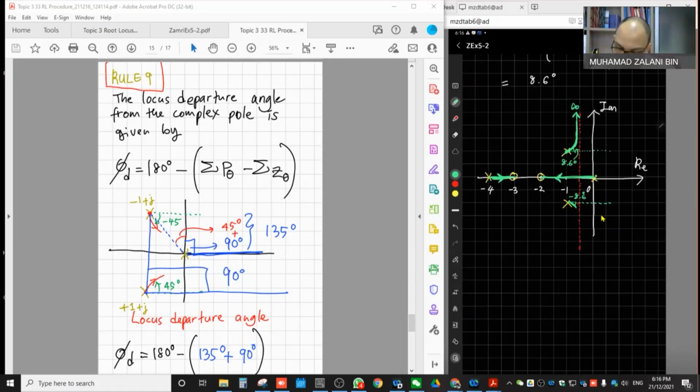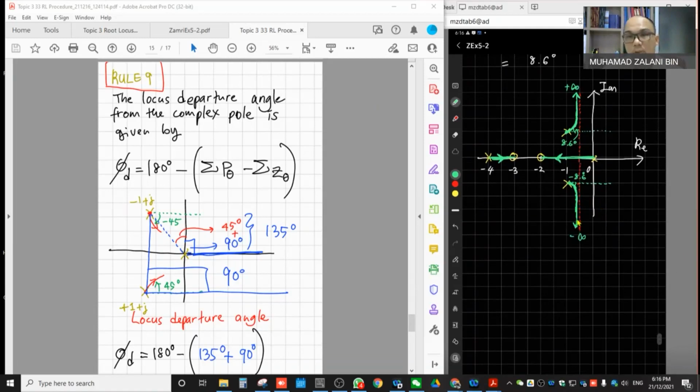Macam tu. Okay. For the bottom one also, we should start from there at angle of departure of 8.6 moving to negative infinity. So that is the root locus of this particular system. So for the last one, we have remaining two poles that will end up to infinity. But although we already know that these two poles will end at infinity for the locus, but basically we'll need to define the angle of departure.